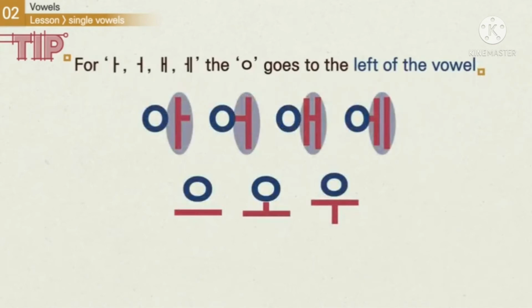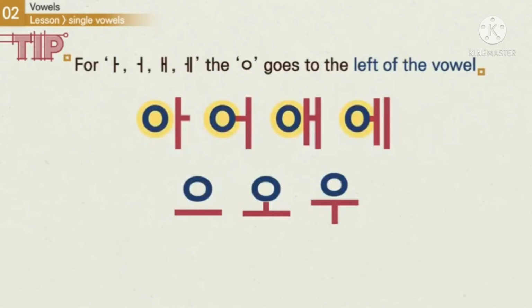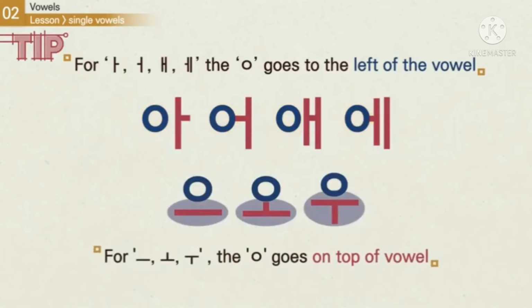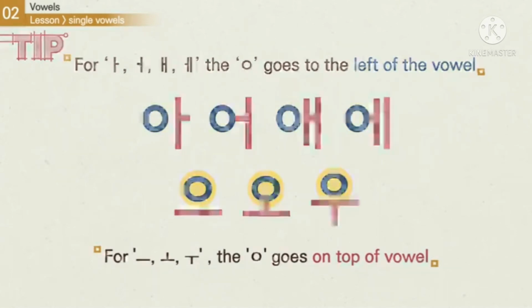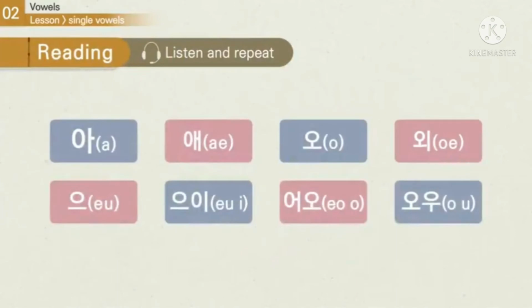The iung is put in different places depending on the vowel. For A, O, E, and E, the iung goes to the left of the vowel, while for U, O, and U, the iung goes on top of it. Let's read the following syllables. Listen and repeat.